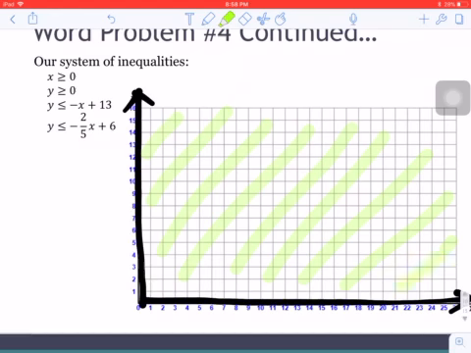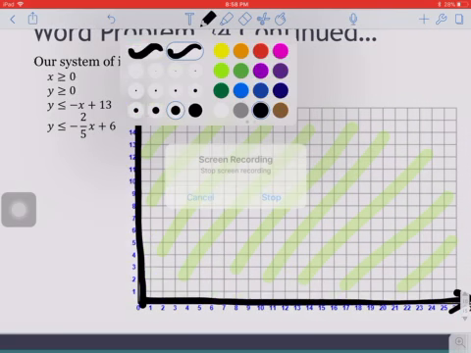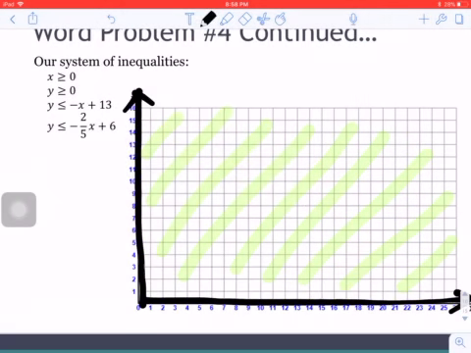And then for this line here, y is less than or equal to negative x plus 13. Now I'll go ahead and switch to a much bolder line. Here's our y-intercept, 13. And then I'll go down 1 over 1, down 1 over 1, down 1 over 1, and so on and so forth. You know what? I don't like those. I'm going to erase that and try not quite so thick. Let me go back and put the highlights in.